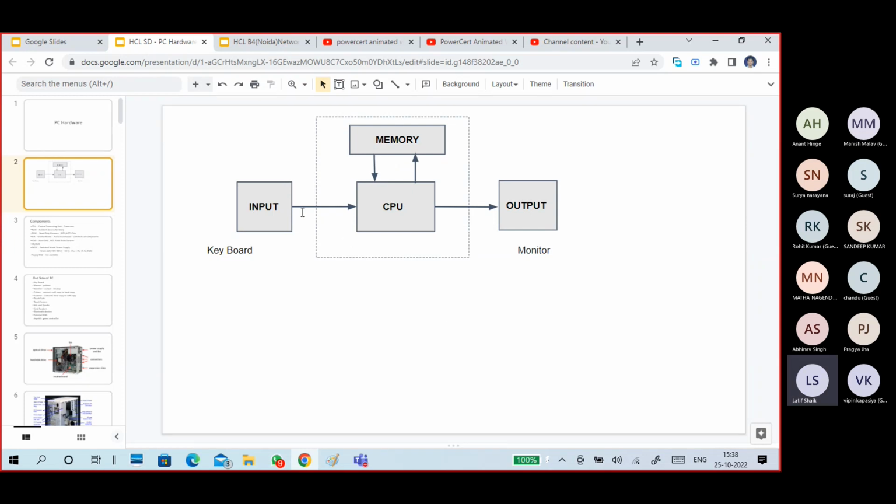CPU, memory, input, output. You give input to the CPU, process it, and store it in memory if required, or retrieve data or instructions from memory. Okay, so for processing purposes, once completed, put it in an output device. A standard input device is the keyboard, and a standard output device is the monitor. CPU, output device, input device, and memory. Okay, three things.